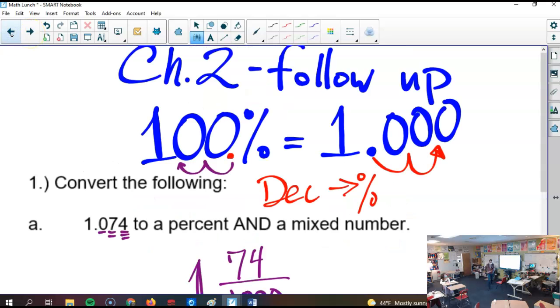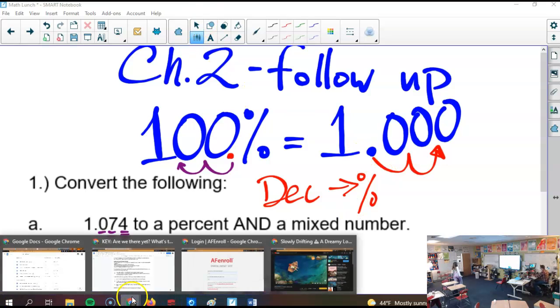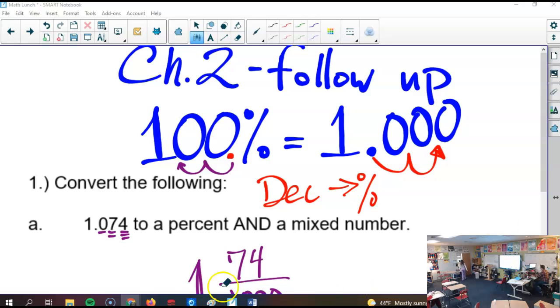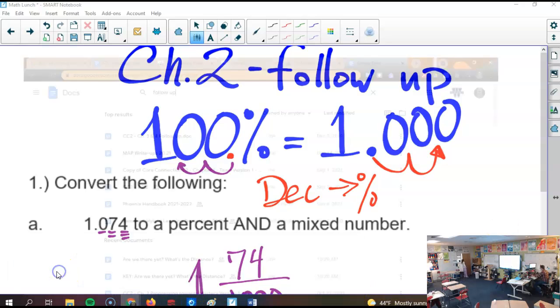Oh, I need to copy question 2. So take a second, look at question 2. It's telling us to convert those fractions into the denominator that makes sense. That sounds very mathy.